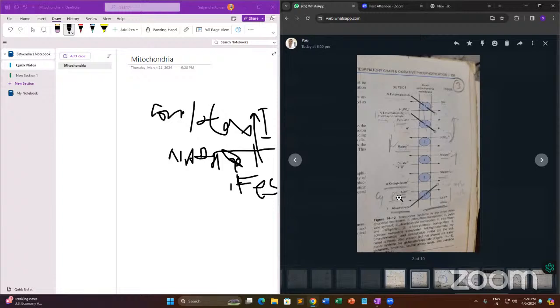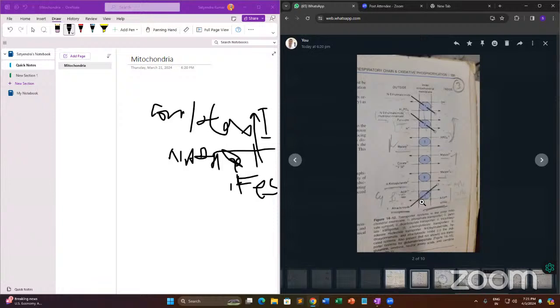Last one, ADP and ATP. One point to be noted here is that the inner membrane of mitochondria has an enzyme called ADP-ATP translocase. You are looking at number 6 here.